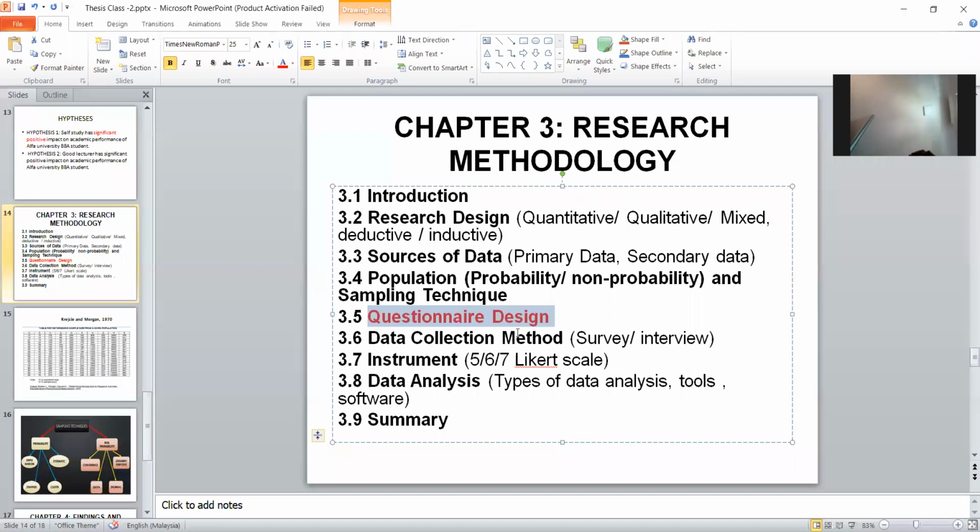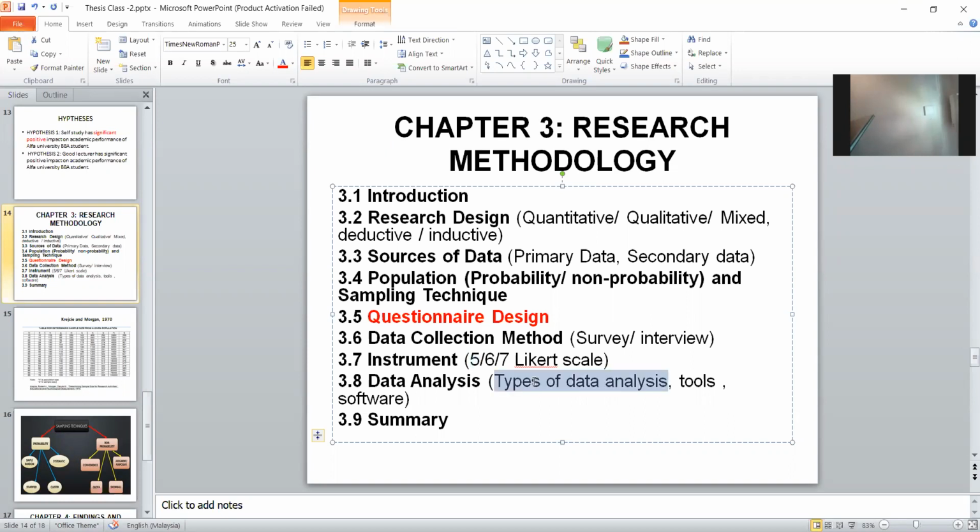Okay. Then you have to write down in chapter 3 the data collection method. Which method do you use? If you collect this data by questionnaire, then you are using a survey. Or if you take interviews one by one with recording, then it is an interview. So you have to tell which method you use, survey or interview. And then the instrument. Here you see 5, 6, 7 Likert scale. Now I show you which scale you use. We are using the 5-point Likert scale, so you write down that your instrument is the 5-point Likert scale. And the data analysis part: which type of analysis do you do?